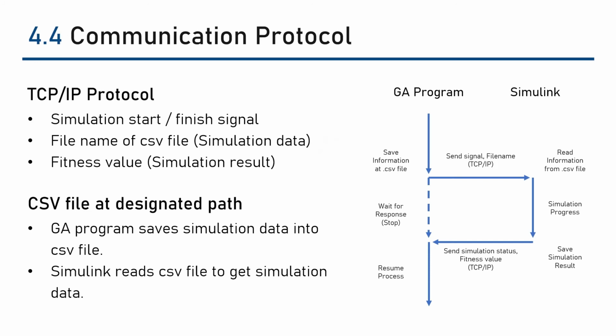For the communication between the GA program and Simulink, our system uses two communication protocols. First is the TCP/IP protocol, used for synchronization between the GA program and Simulink, and second is a CSV file at designated paths, used to share simulation data from the GA program to Simulink. The following figure shows the communication flow.